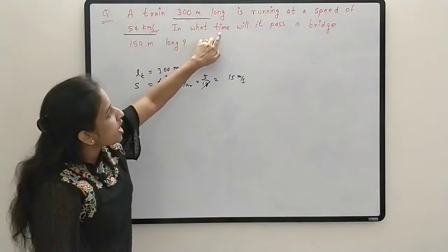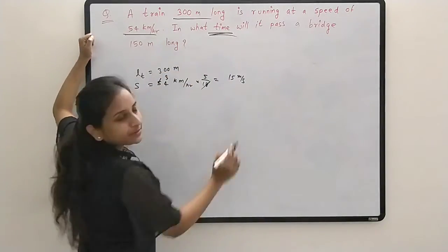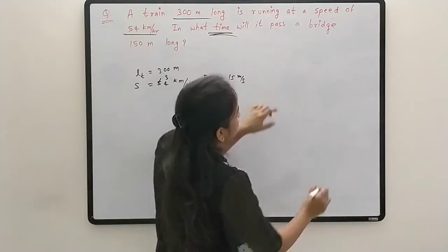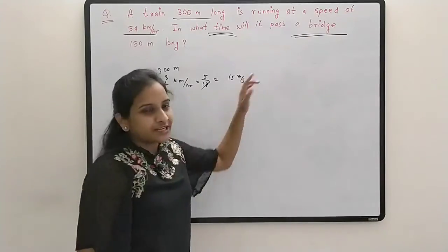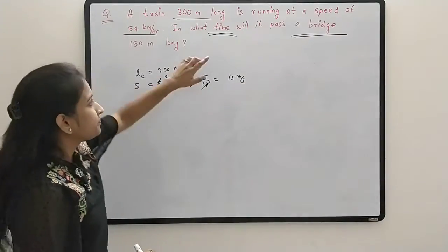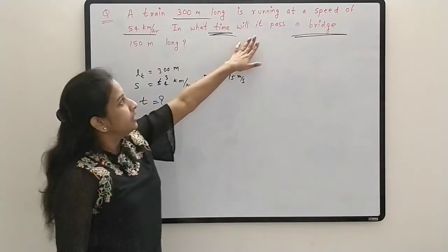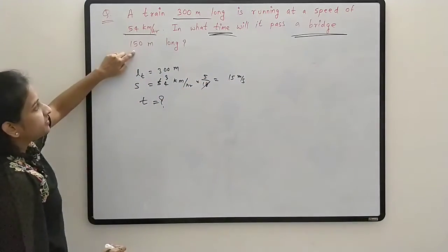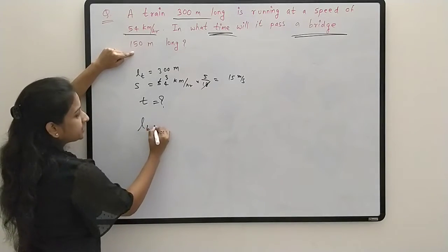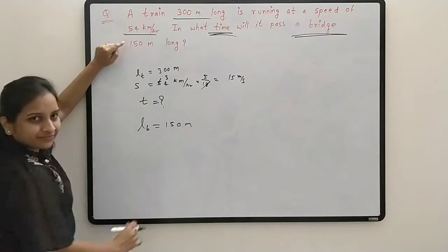Fine. In what time? We have to find time. Will it pass a bridge? Okay, now the stationary object is a bridge, not a pole. So in what time? T is equal to what? Will it pass a bridge 150 meter long? So the length of the bridge is 150 meter.